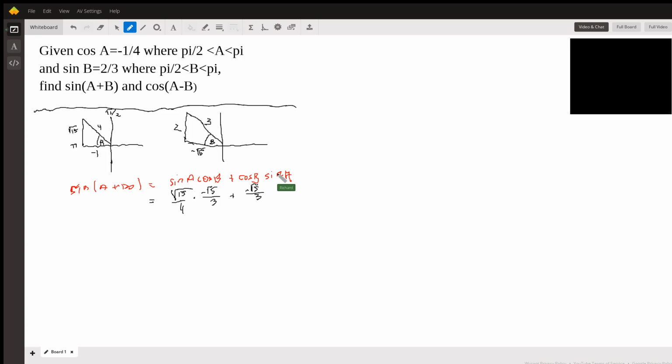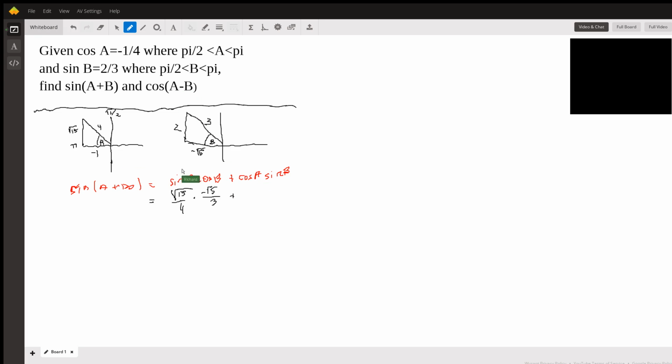Oh, sorry, I wrote that wrong. Excuse me. Let me fix that. That's a silly mistake. I'm glad I caught it early. So it's sine A cosine B plus cosine A sine B. Okay, so let's fix that. Okay, so now we'll finish this.